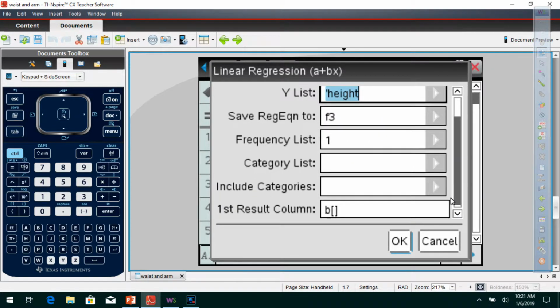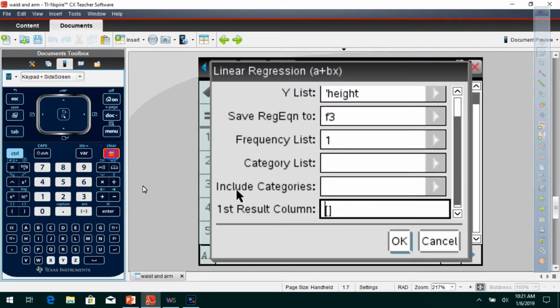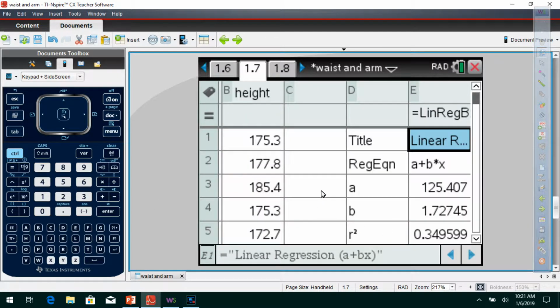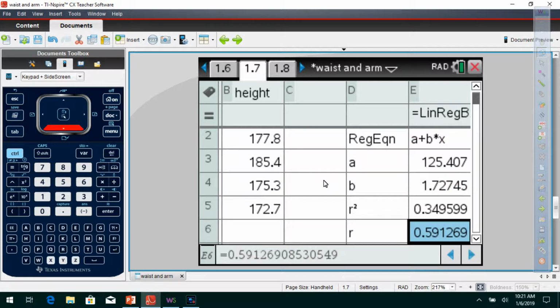And let's see, let's put it on D. We'll do it on D. We don't want to write right over the top of our data, so let's click that. All right. So R is our linear coefficient, and that's 0.5913.